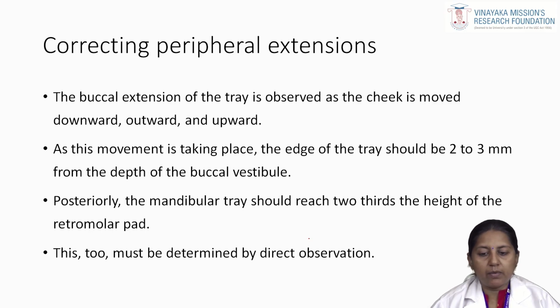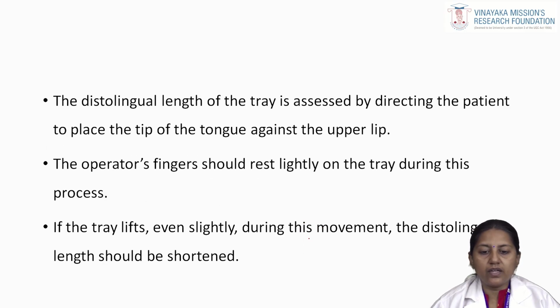And posteriorly, the mandibular tray should reach 2/3 the height of the retromolar pad. And you have to observe this directly. And the distolingual length of the tray is assessed by directing the patient to place the tip of the tongue against the upper lip, and the operator's fingers should rest slightly on the tray during this process. So you can feel if the tray is going to lift even slightly during this movement, the distolingual length should be shortened.